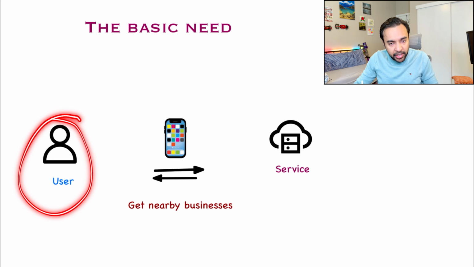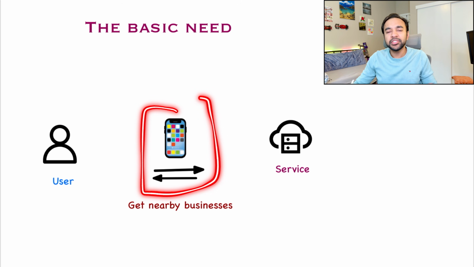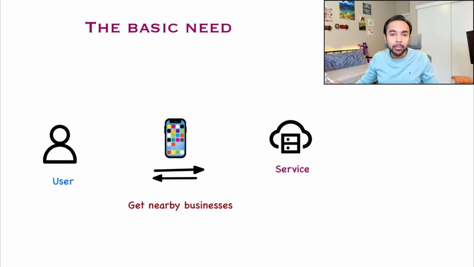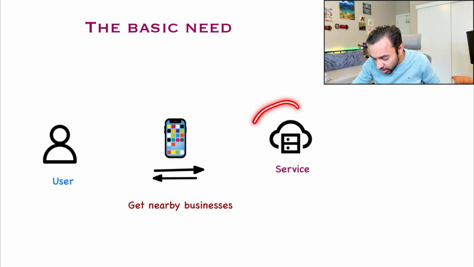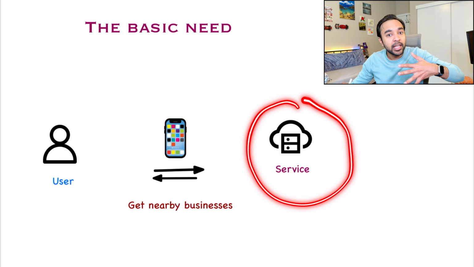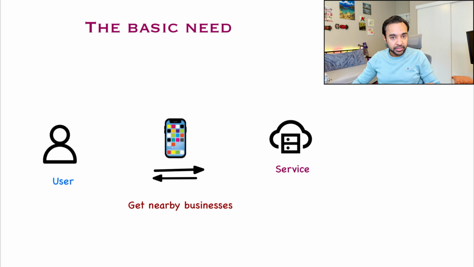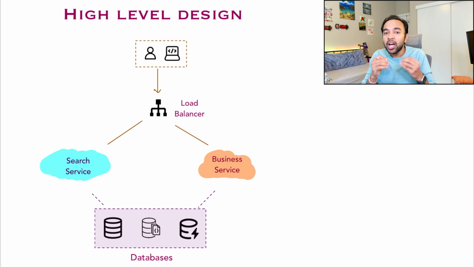If you start to think about such an application, the basic need becomes very simple. You are a user and then you will open up some kind of an app, Google Maps or Yelp. And then you ask, okay, find the restaurants near me. Your location goes to the service and then immediately you get back all of the results. If you try to think about a high level design, it can look something like this.